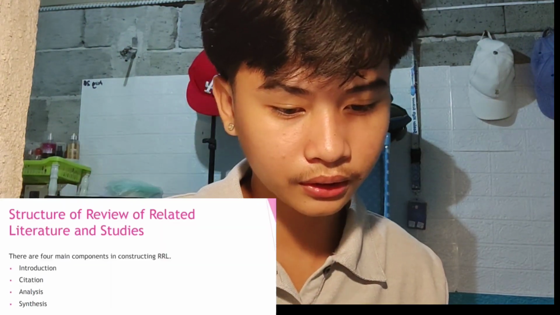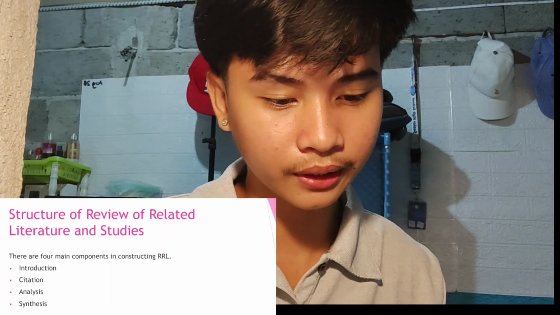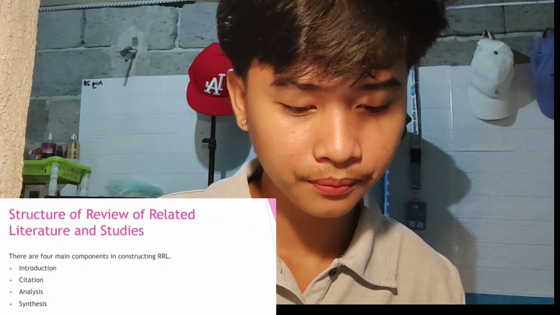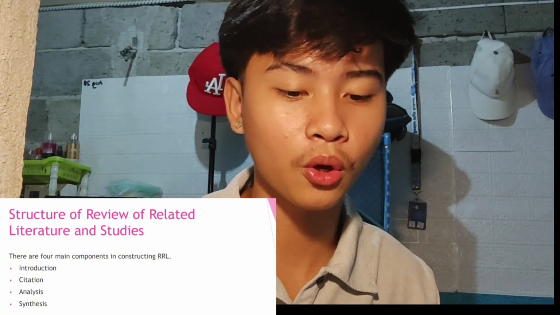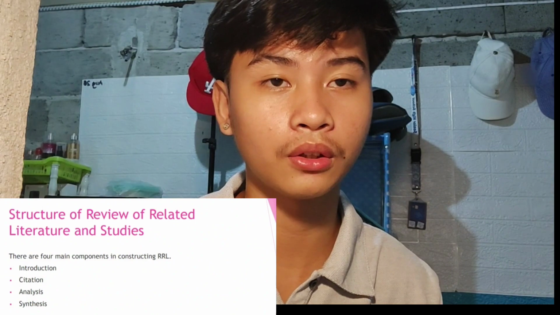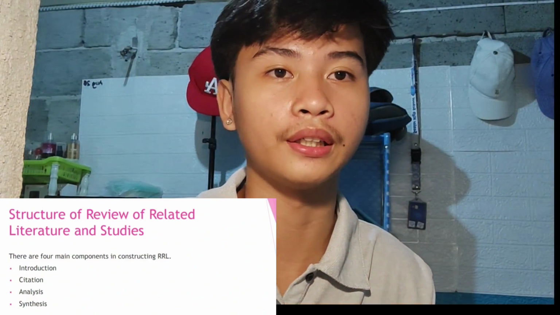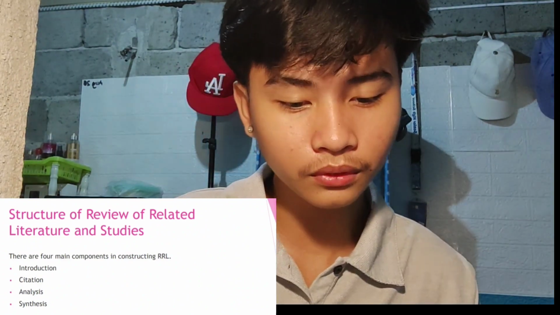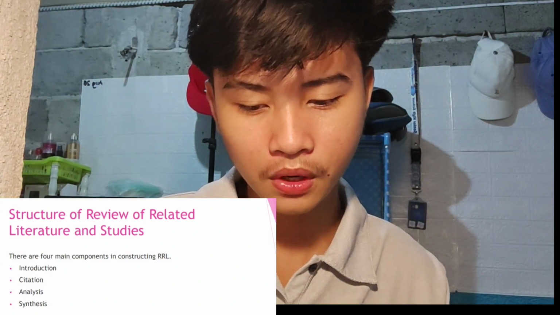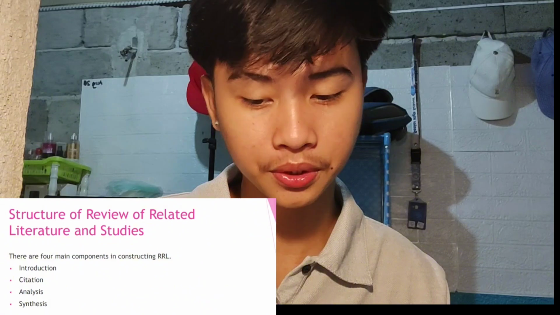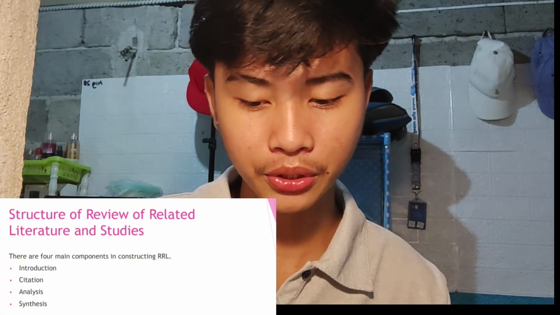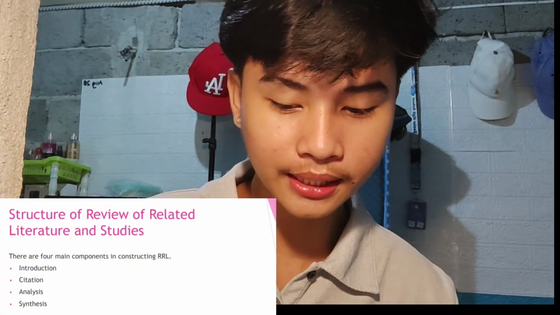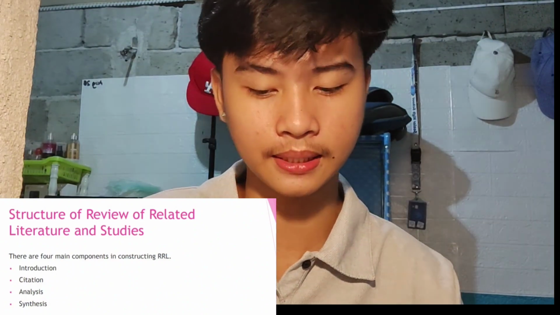So, the structure of a review of related literature and studies. There are 4 main components in constructing an RRL, or a review of related literature. The first one is introduction. Second one is citation. Third one, analysis. And the last one is synthesis.